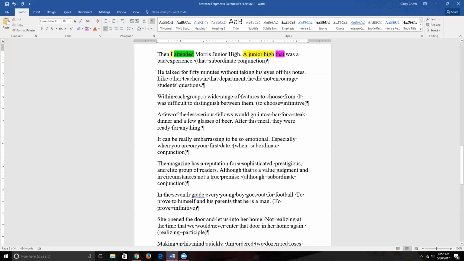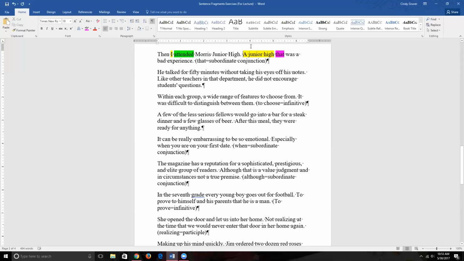Okay, well, what this really is, is an appositive. And you may recall when we were in the comma section that we had something called, I think it was Rule 11, let me confirm that, yes, talking about appositives. An appositive is a noun that describes the noun that comes before it. And that's what's happening here. We're describing Morris Junior High, and we're saying, what is Morris Junior High like? Well, it's a junior high that was a bad experience.